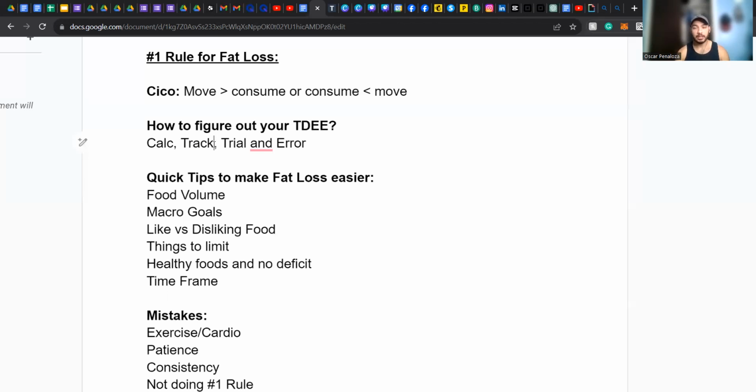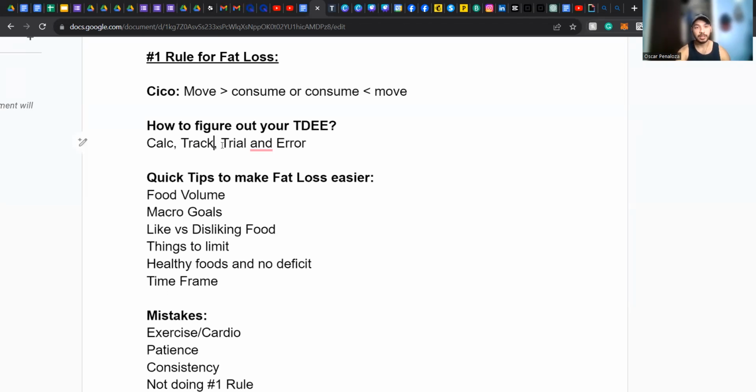The tracking method is going to be the more accurate method. And this is going to take more time, right? So calculating is fast, easy, efficient, but not as accurate. It's just an estimated guess. Tracking is not as time friendly, but is a lot more accurate because you actually get to figure out the calorie amount that you need on a day-to-day basis.